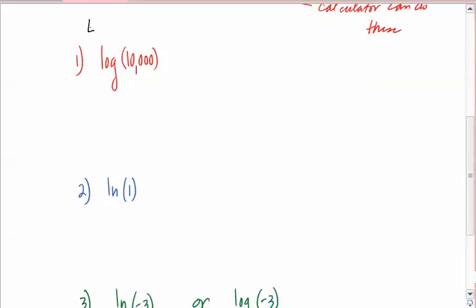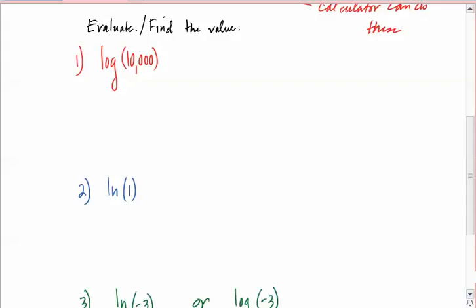So let me remind you, let me actually put this up here. The directions would say either evaluate or find the value. Something like that. Find the value of the indicated logarithm, something like that. So let's take a look.